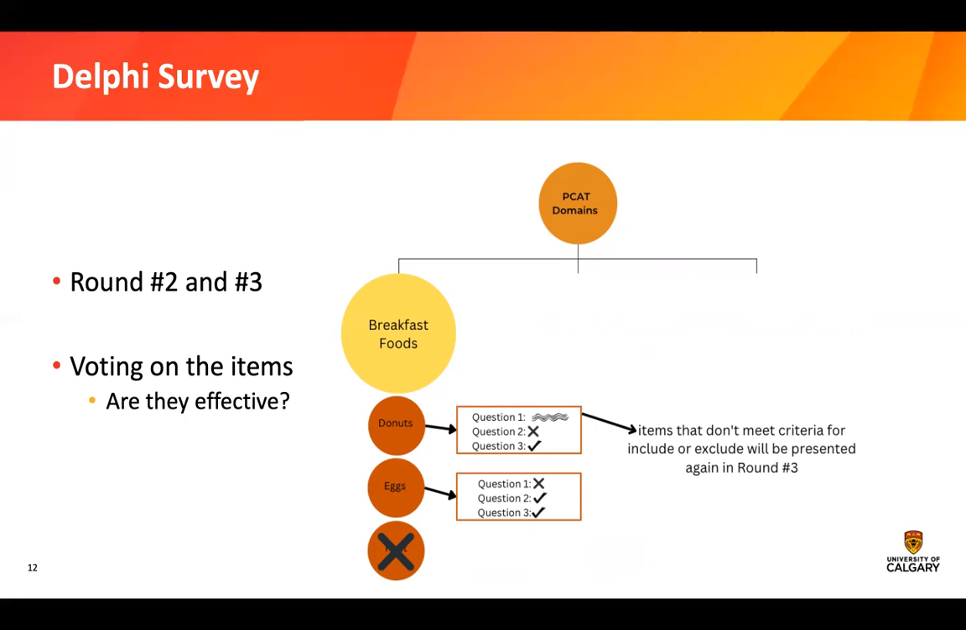unsure question. So this is an item or a question that didn't really meet the criteria to be included or excluded. And that means that we'll have the opportunity to talk about it, and this one item is going to be presented again in round 3.